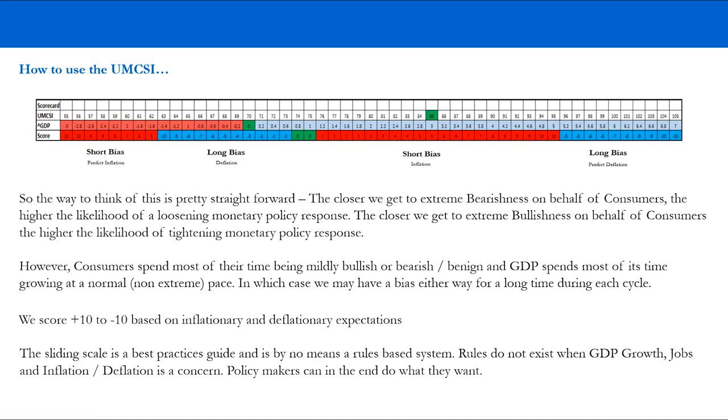Now, the sliding scale is a best practices guide. It's a qualitative guide, and it's by no means a rules-based system. Rules do not exist when GDP growth, jobs, and inflation or deflation is a concern. At the end of the day, policymakers can, in the end, just do exactly what they want to do. And we can't really 100% predict what's going to happen.